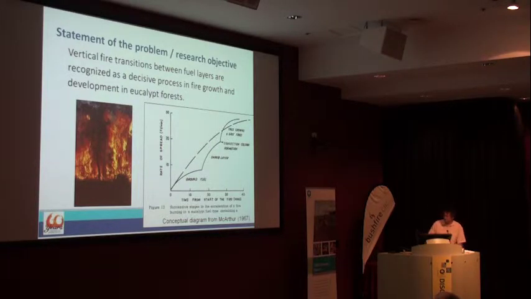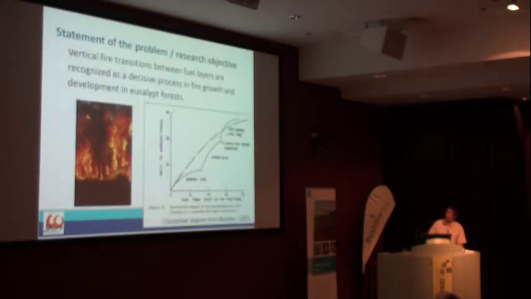And we have this graph from Alan McArthur, which shows, in this case, the transitions as the fire accelerates. This is time, rate of spread. As the fire accelerates, initially just consuming ground fuels, it transitions to higher fuel layers, shrub fuels, and with each transition kind of bumps up the rate of spread and intensity.